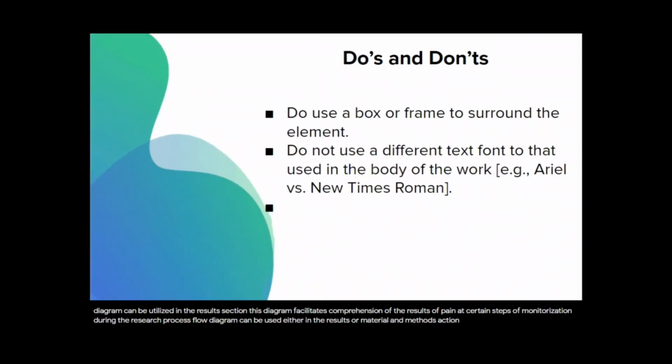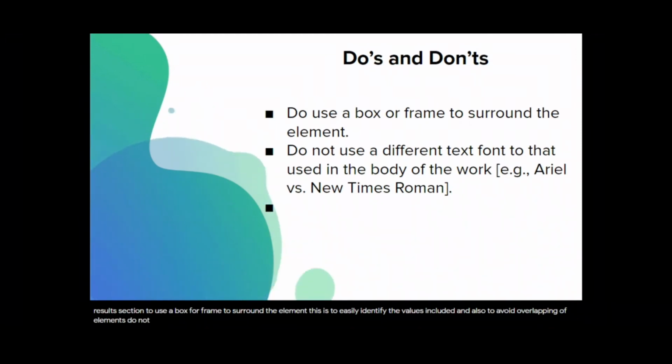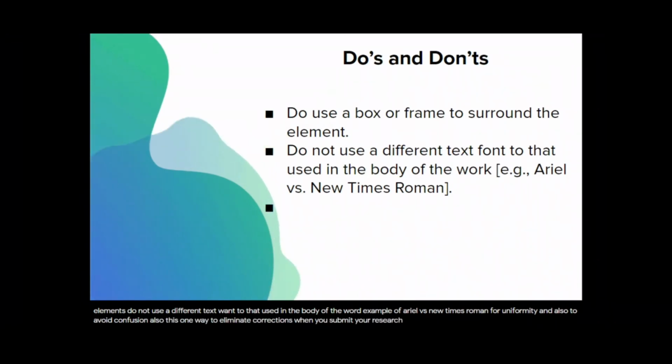Now let's go to the do's and don'ts in writing the results section. Do use a box or frame to surround the element. This is to easily identify the values included and also to avoid overlapping of elements. Do not use a different text font to that used in the body of the work, for example, Arial versus Times New Roman, for uniformity and also to avoid confusion. Also, it is one way to eliminate corrections when you submit your research paper to a publication.